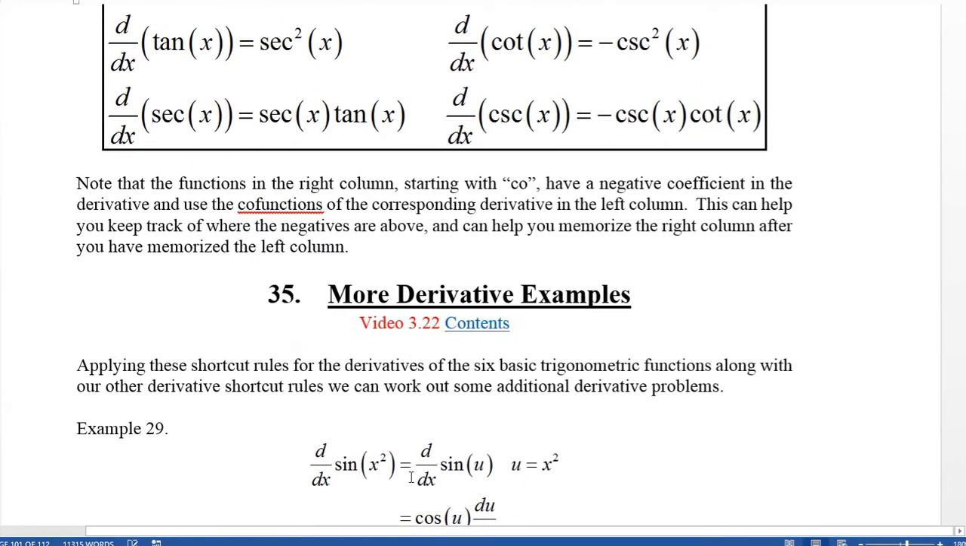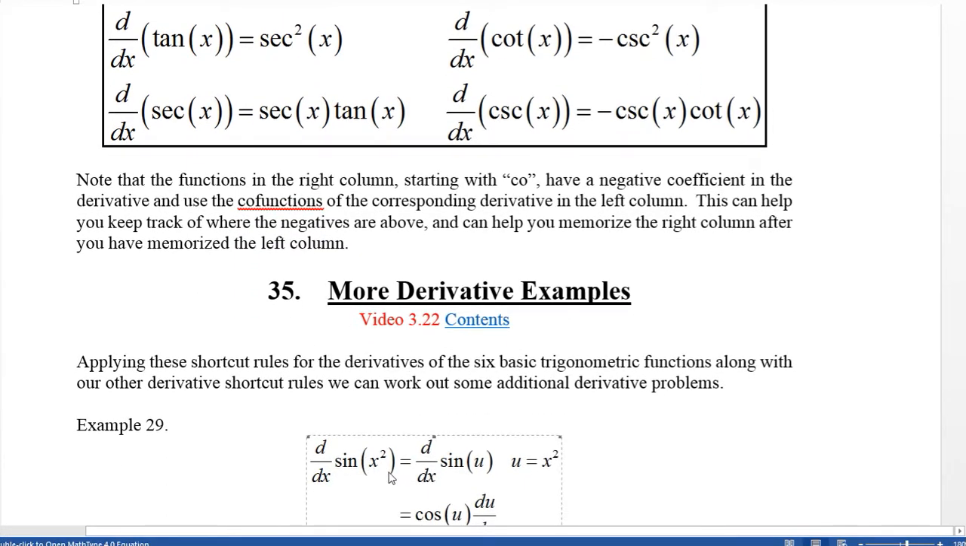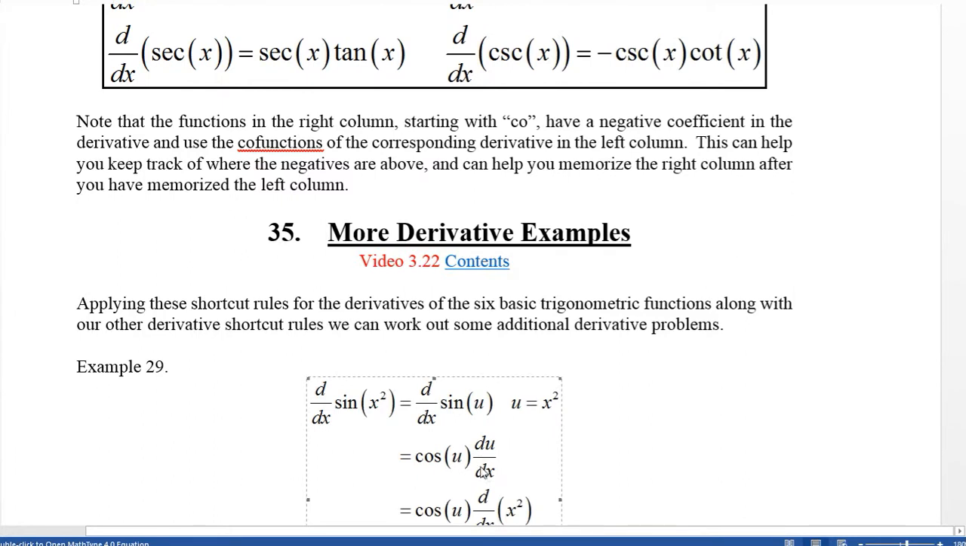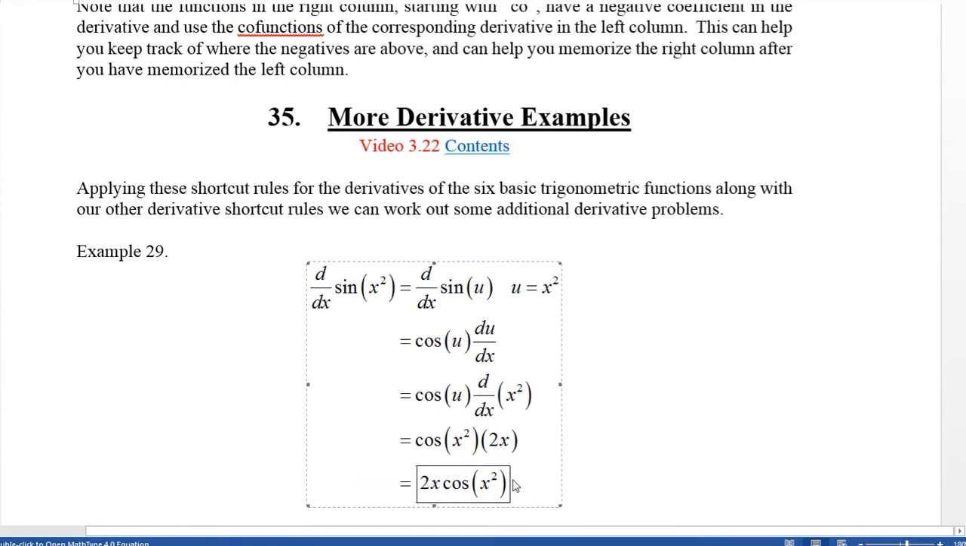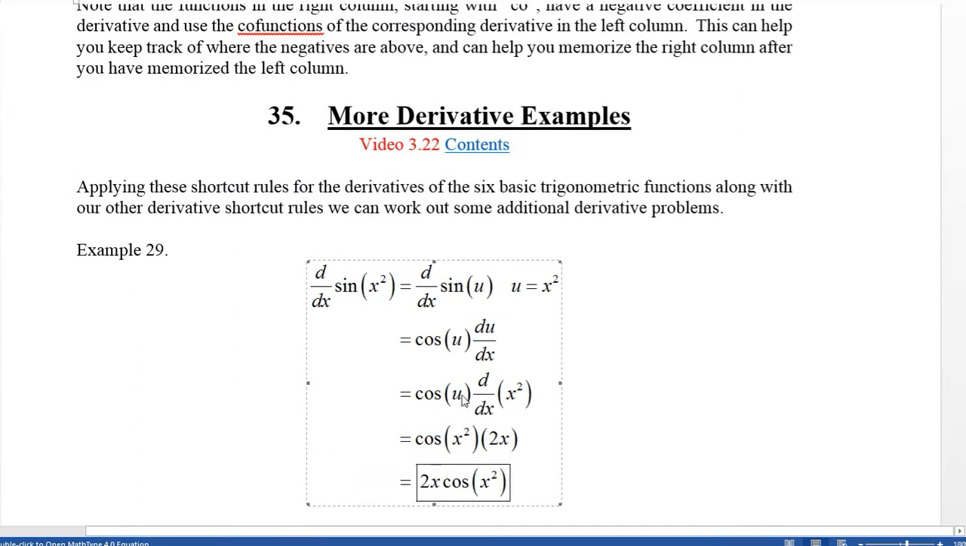Okay, so you're back. So the derivative of sine of x squared, we want to think of u as x squared. Then we got the derivative of sine of u. That's the one we know. Derivative of sine of u is cosine of u times the derivative of the u, since we did a substitution. Of course, the derivative of the u is the derivative of the x squared, which is just 2x. U is x squared, so we have 2x times cosine of x squared.